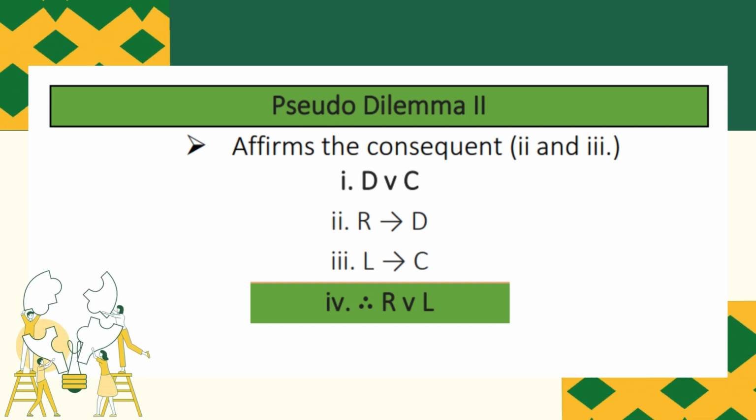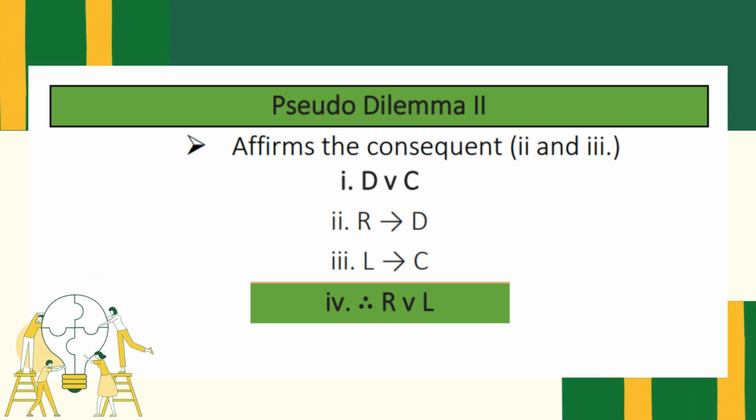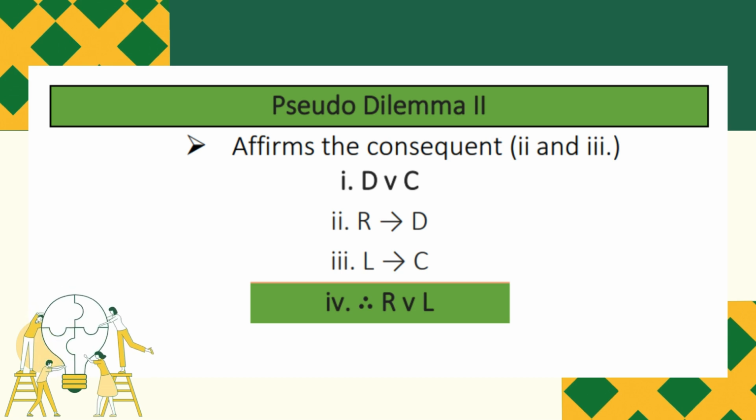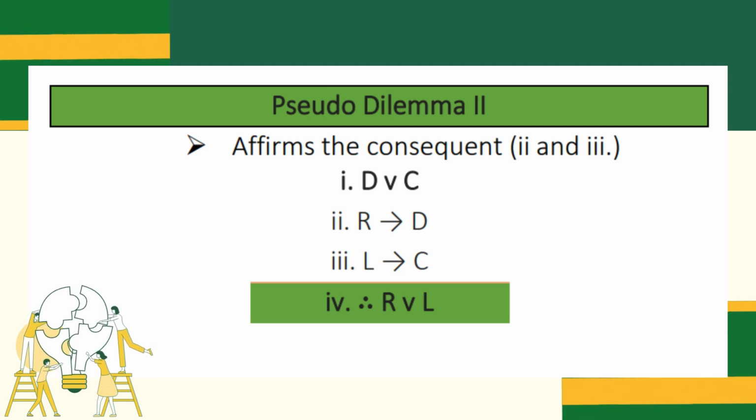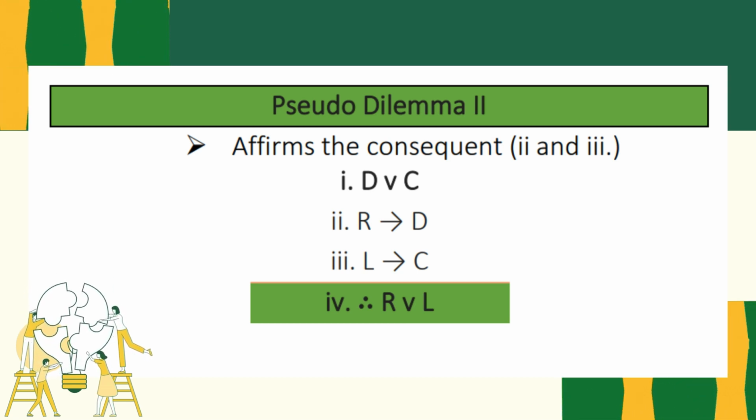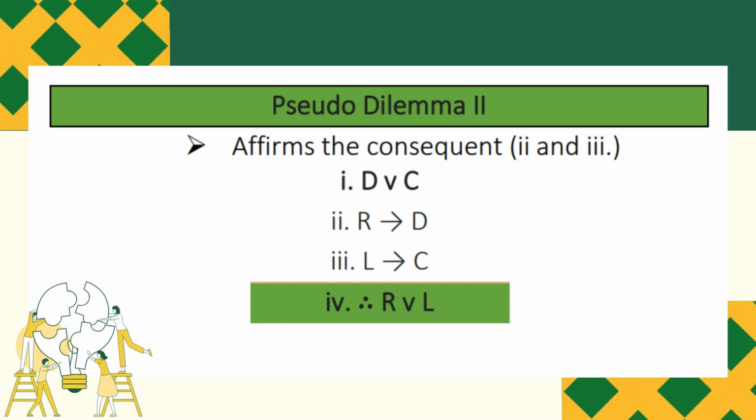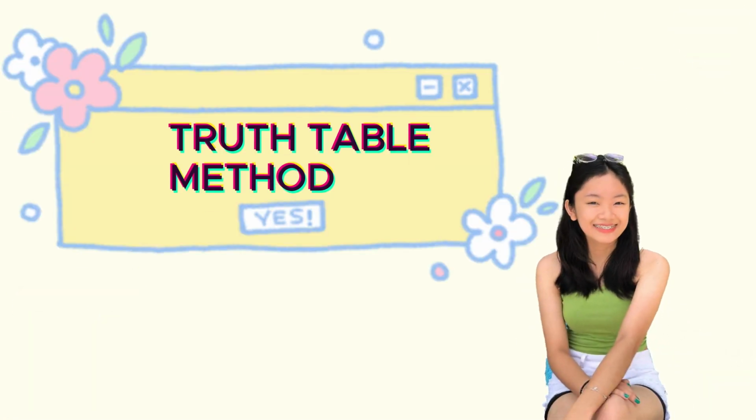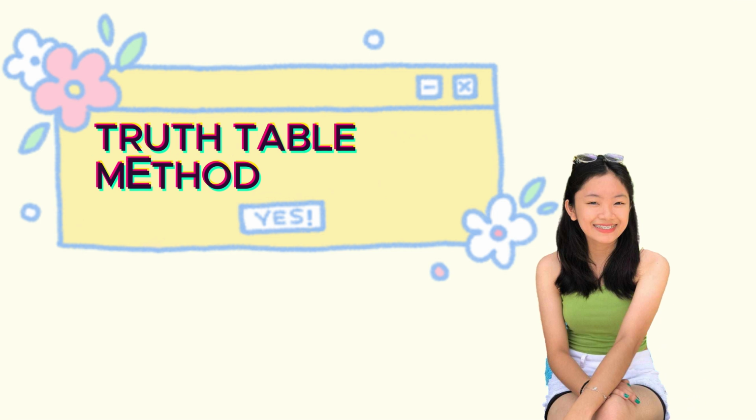Pseudo-dilemma 2 affirms the consequent. Premise 1, D or C. Premise 2, if R, then D. Premise 3, if L, then C. Premise 4, therefore, R or L. With that, let us represent an argument and learn to construct a truth table.